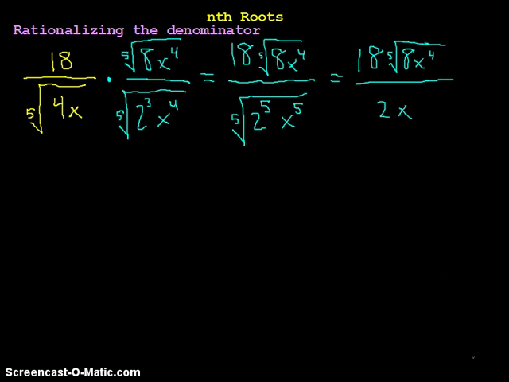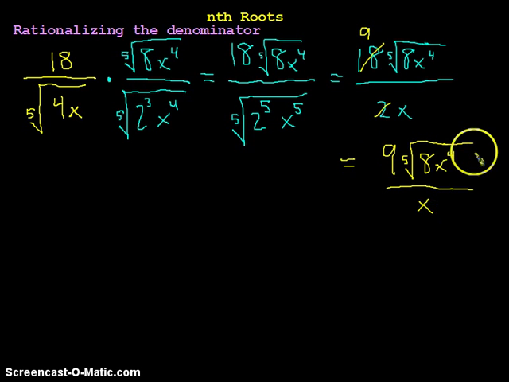Now, since we ended up getting a 2 here and an 18 there, we can do some canceling. That'll get us 9, and so we end up with 9 times the fifth root of 8x to the fourth, all over x, and that's rational. We've rationalized the denominator, and that's what we're trying to do. So that is how we go.